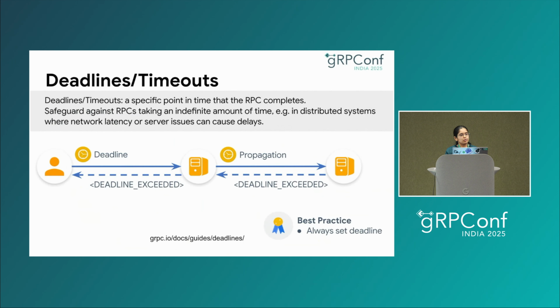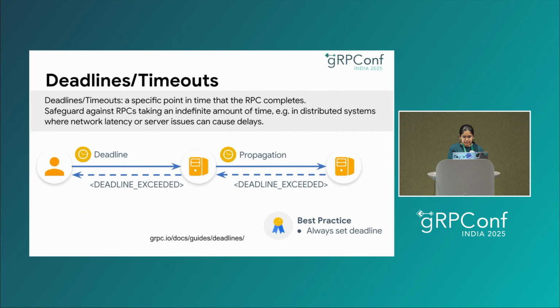Next, let's look at deadlines. In gRPC, a deadline is a client-side mechanism to prevent RPCs from running indefinitely. The client specifies how long it's willing to wait for a response, and if that time is exceeded, the call is cancelled with a deadline exceeded status. This timeout can be set either as a deadline, which is a fixed point in time, or a timeout, which is a duration, and both are functionally interchangeable.